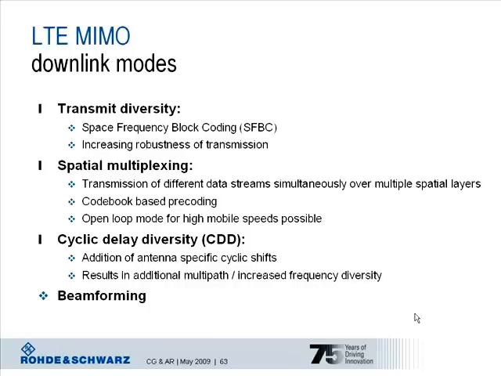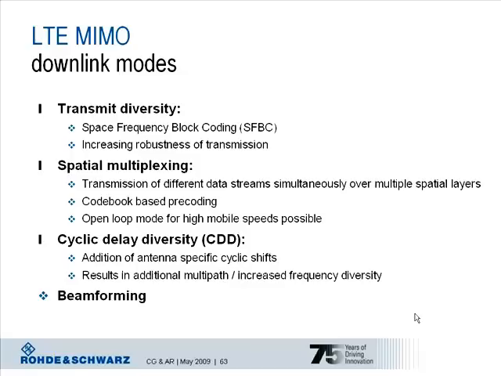Now, this slide summarizes the MIMO modes used in the LTE downlink before we go into more detail on some of them. Transmit diversity is one MIMO mode. It uses a space frequency block coding scheme, SFBC, as an additional antenna coding. As explained on the slide before, the transmit diversity mode increases the robustness of the transmission, but not the data rate. The space frequency block coding scheme will also be further explained in the following to give you an impression of what's really done there with the signal.